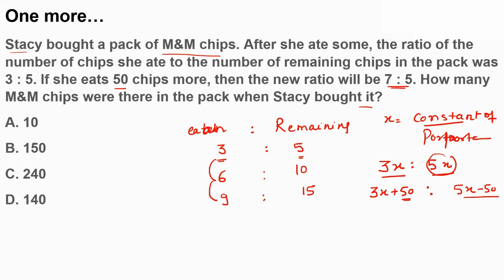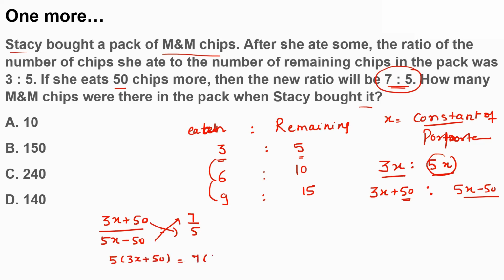But what is their ratio now? Their ratio is 7:5 now. So it means 3x plus 50 ratio 5x minus 50. Instead of 3:5, now it becomes 7:5, because I have added some quantity to it and I have subtracted some quantity. Now I will do the cross multiplication. 5 into 3x plus 50 is equal to 7 into 5x minus 50.